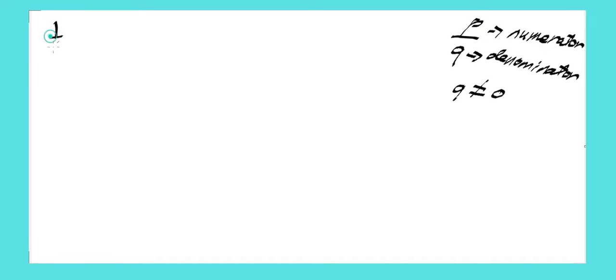Let's start with 1/2 and 1/3. 1/2 plus 1/3. So as you can see, the denominator 2 and 3, they are not the same. In short, they are dissimilar. Right? So what are you going to do? You are going to get the LCD.